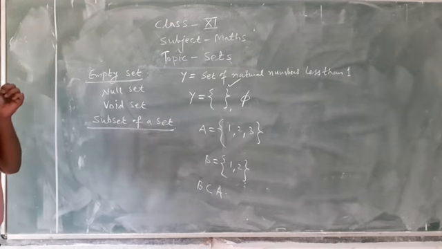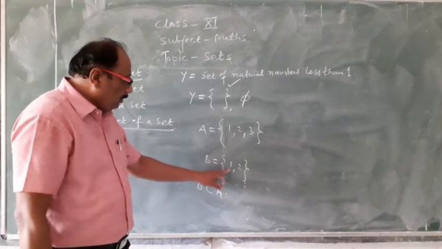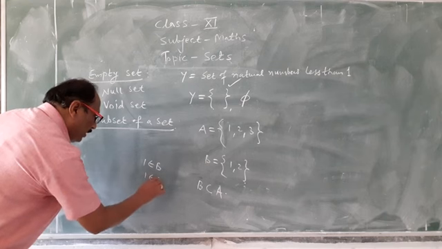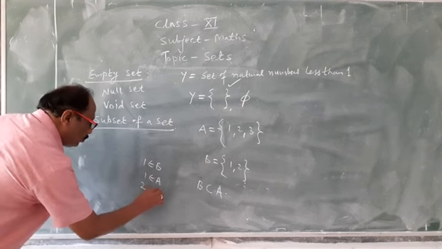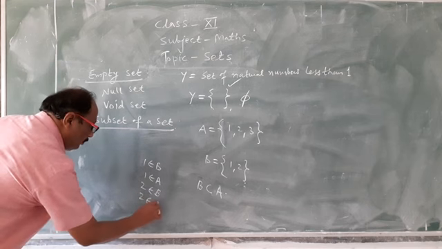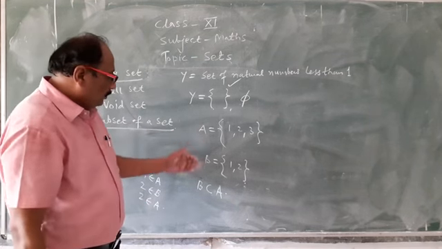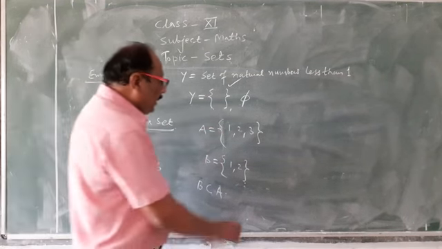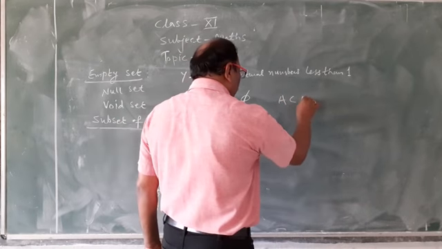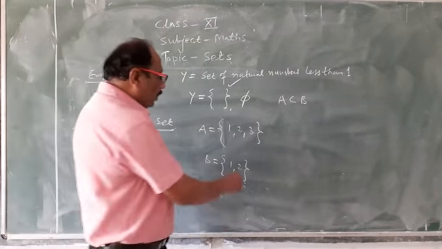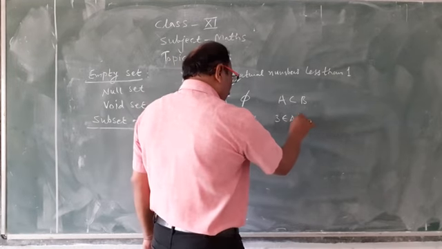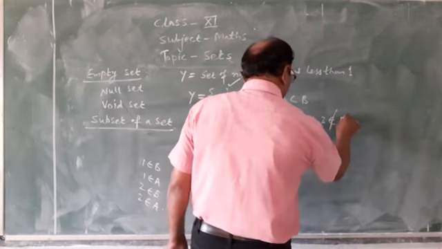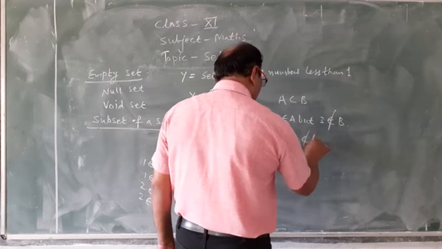Why is B a subset of A? Because the elements of B, 1 belongs to B and 1 belongs to A, and 2 belongs to B and 2 belongs to A. A subset of a set is a set whose elements are present in that set. Tell me whether A is a subset of B. No. Why? Because the element 3 belongs to A, but 3 does not belong to B. Therefore, A is not a subset of B.